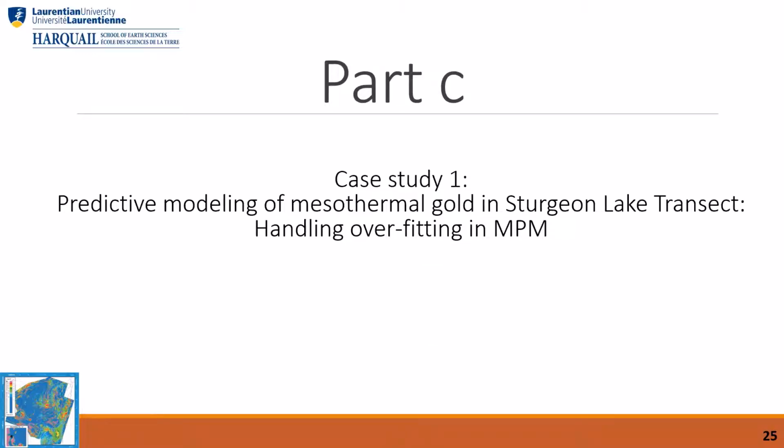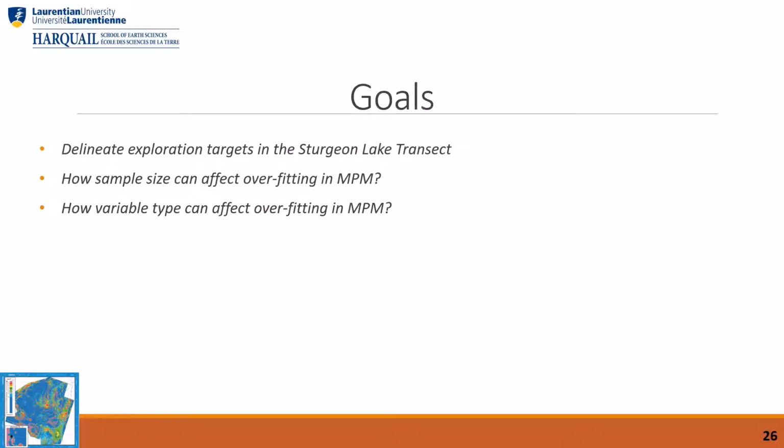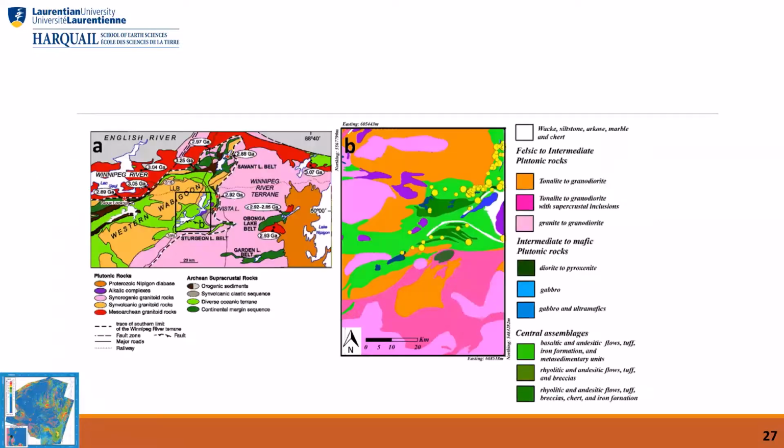So I'm going to start our first case study, which is the predictive model of mesothermal gold in Sturgeon Transect. And what we want to do is try to handle overfitting in our model. So these are the goals that we have in this case study. The first goal is to delineate some exploration targets. Then what we do is try to assess the effect of sample size for mineral potential mapping and on the problem of overfitting. And after that, we try to assess how variable type can affect overfitting in MPM.